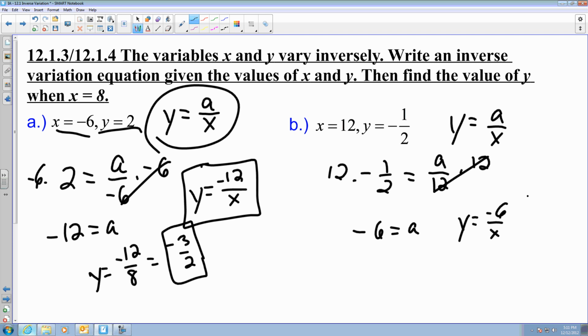So that's the first part. The second part is let's find what y is when x equals 8. So I'm going to go y equals negative 6 over 8. And this can be reduced to negative 3 over 4.